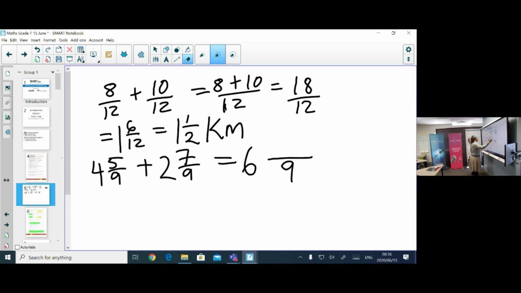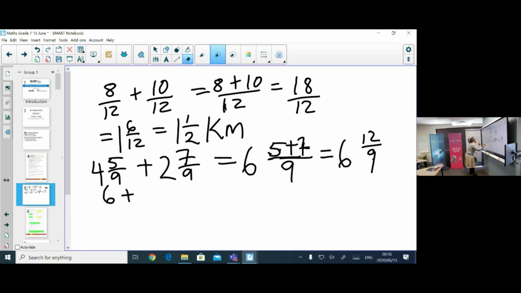It's 5 plus 7, which will be our 12 over 9. But we also see that 9 can go into 12. How many times? Once. So it's going to be 6 plus 1 whole there. It's leaving the fraction 3 over 9. We add in the whole numbers. We get 7 and then 3 over 9.